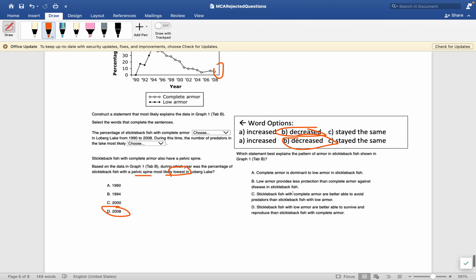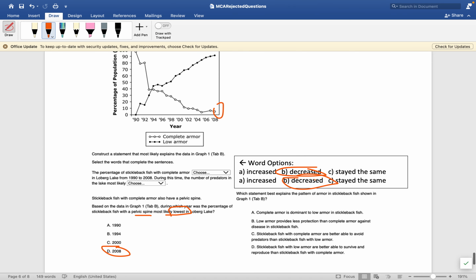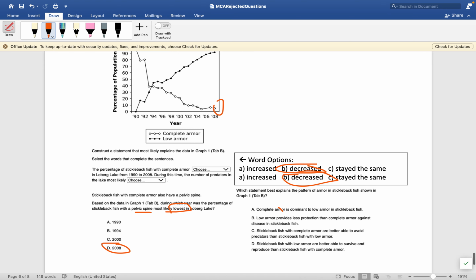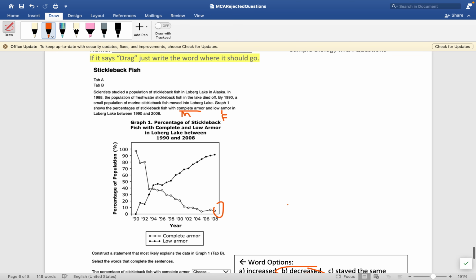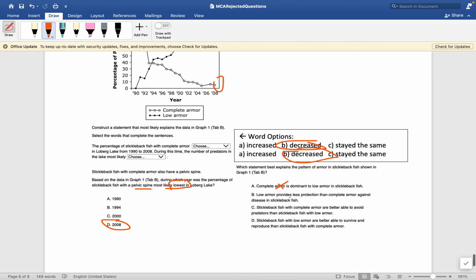Final question. Which statement best explains the pattern of armor in stickleback fish shown in graph 1? Complete armor is dominant to low armor in fish. That is false. It decreases, and doesn't really say if it's dominant or recessive. Low armor provides less protection than complete armor against disease. Nowhere does it say that. Stickleback fish with complete armor are better able to avoid predators than stickleback fish with low armor. Maybe. Stickleback fish with low armor are better able to survive and reproduce than stickleback fish with complete armor.